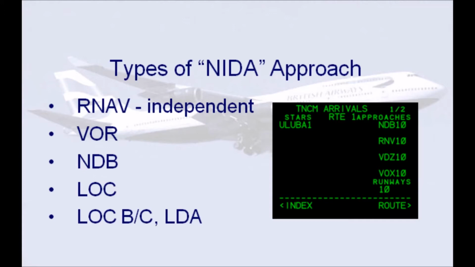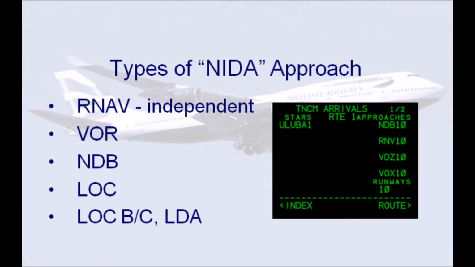So a glance at the arrivals page will give you an idea of what approaches are available. RNAV is an independent approach of any outside aids. VOR, NDB, localizer and the others, you have to have the presentation of the aids and you have to follow them if necessary. You cannot fly a database approach if the facility is U/S. For example, if the NDB is U/S, you can't fly the NDB approach, even though the LNAV and the VNAV will do a very good job of it.